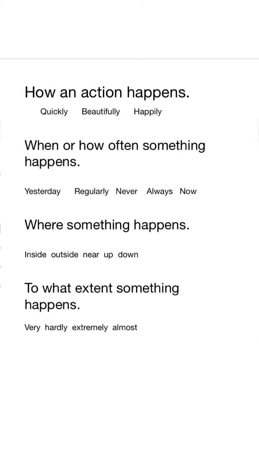Again, I will repeat, an adverb adds something to the meaning of verbs, adjectives, or other adverbs.